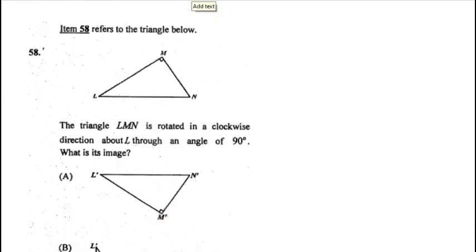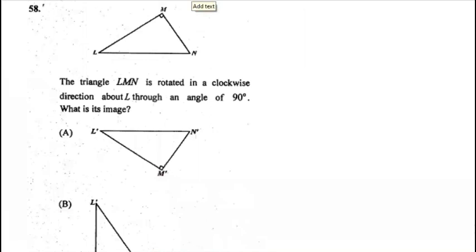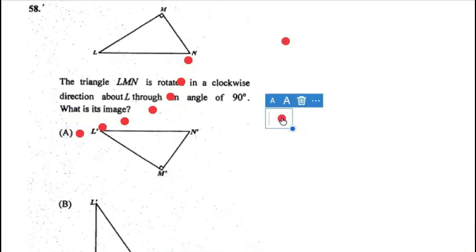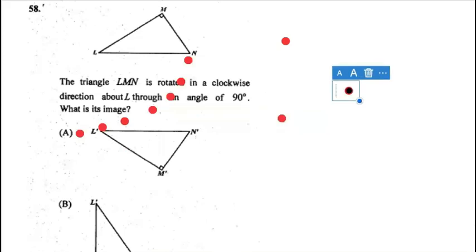58. The triangle LMN is rotated in a clockwise direction about L through an angle of 90 degrees. What is its image? This question has been repeated multiple times. We're rotating about the point L, so L remains stationary and we're moving the triangle 90 degrees. At the end, L will remain stationary. N is now at this point and M is somewhere along this point.